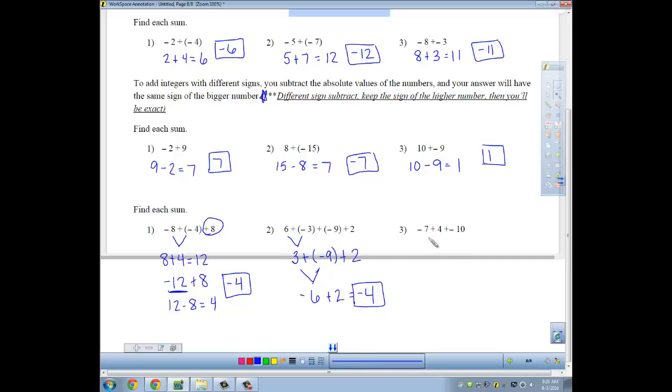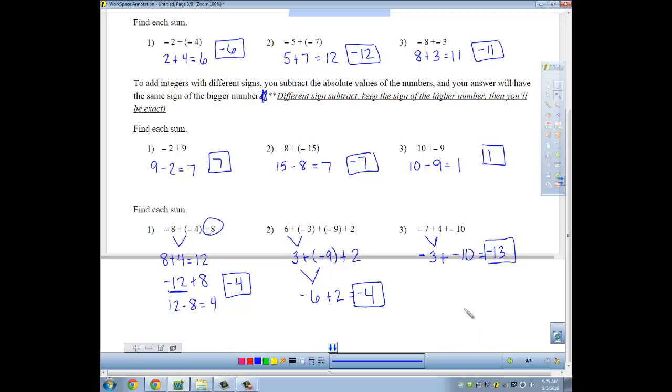Okay, last one. Negative 7 plus 4, those are different signs, so subtract. Bigger number 7. 7 was negative, so it's a negative 3. Bring down your negative 10. Now, these are same sign, so same sign we add. 3 plus 10 is 13, and then keep the sign, so negative 13.